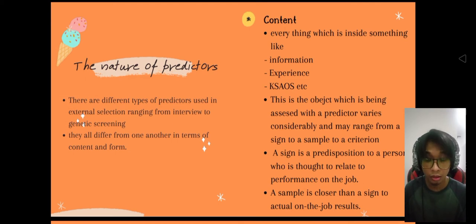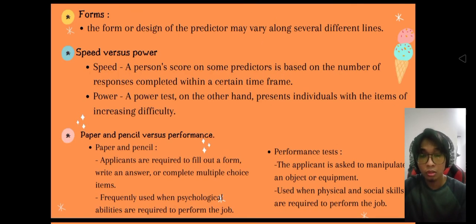The nature of predictors. There are different types of predictors used in external selections, ranging from interview to genetic screening. They all differ from one another in terms of content and form. Content is everything inside, like information, experience, and KSAOs. This is the object being assessed with a predictor, and it varies considerably and may range from a sign to a sample to a criterion. A sign is a predisposition of a person that is thought to relate to performance on the job. Let's go with the next slide.